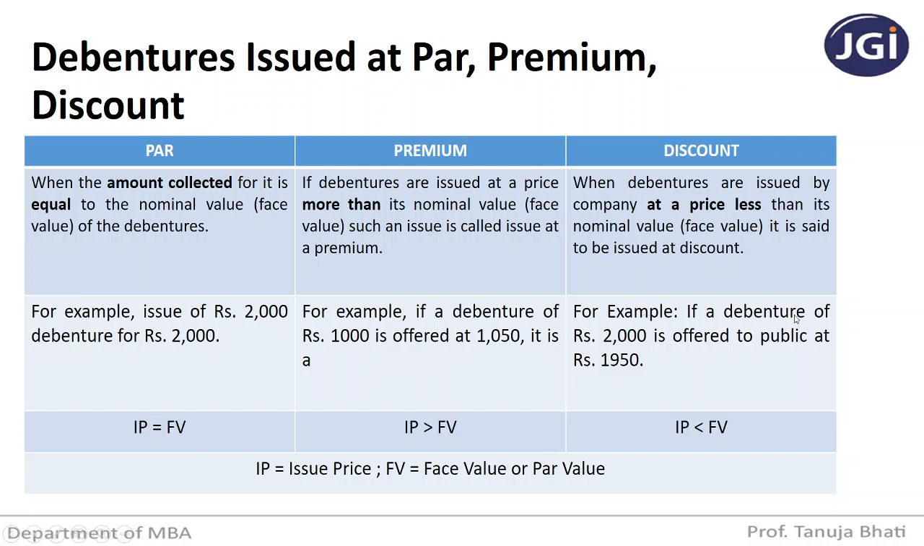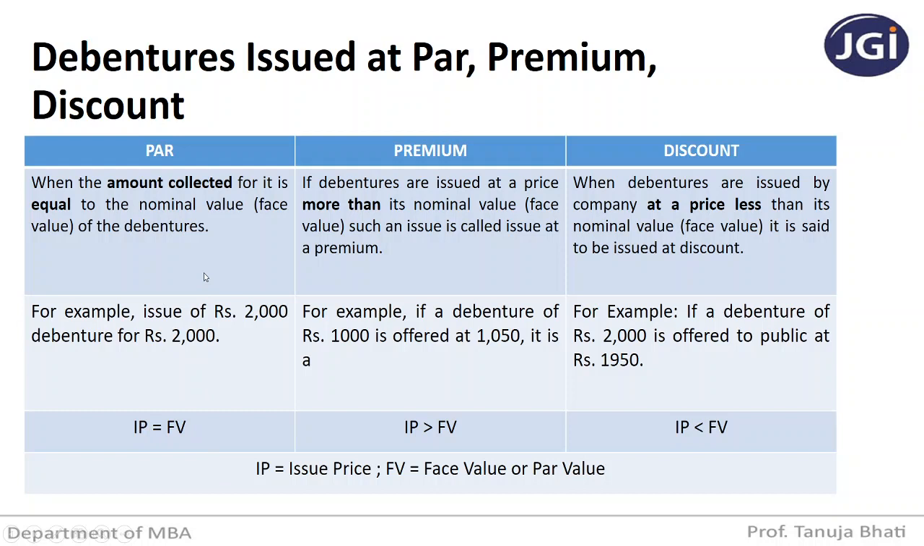For example, if a debenture of rupees 2000, so the face value of the debenture is rupees 2000, but it is offered to the public at 1950. So here the issue price, the price at which the company is issuing the debentures, is less than the face value of the debentures, then such difference is said to be that debentures are issued at discount. So there is a discount of 50 rupees. So this, what I'm talking about, par premium discount, it is when debentures are issued, that is sold, offered to the public or to the debenture holders.